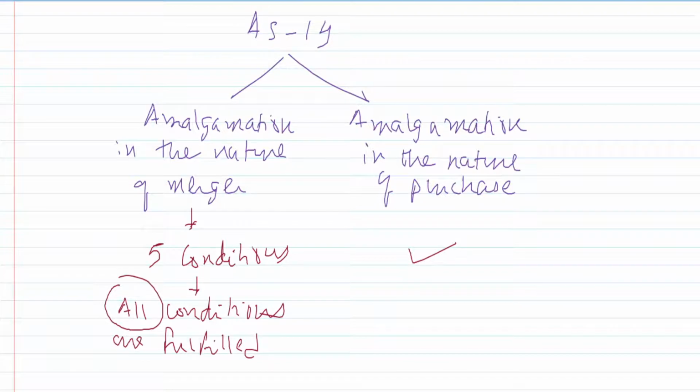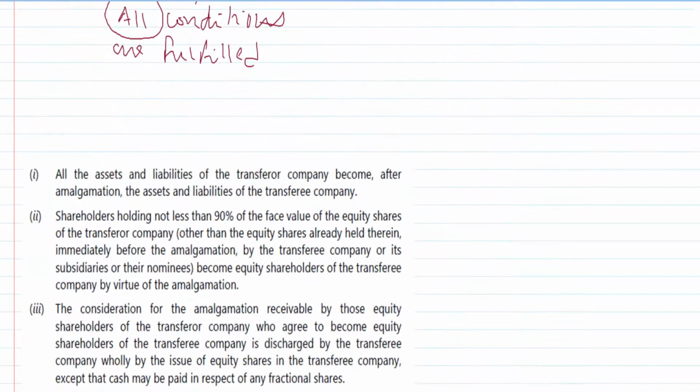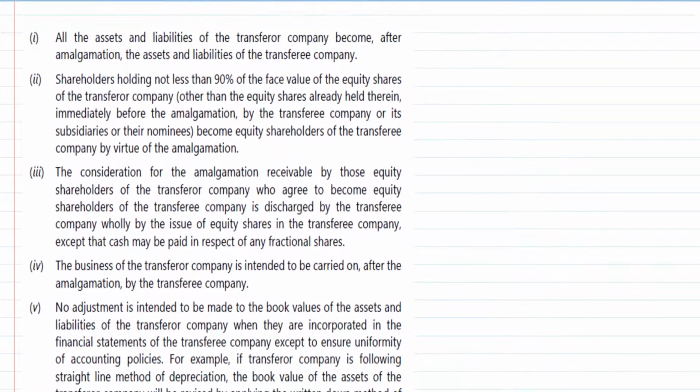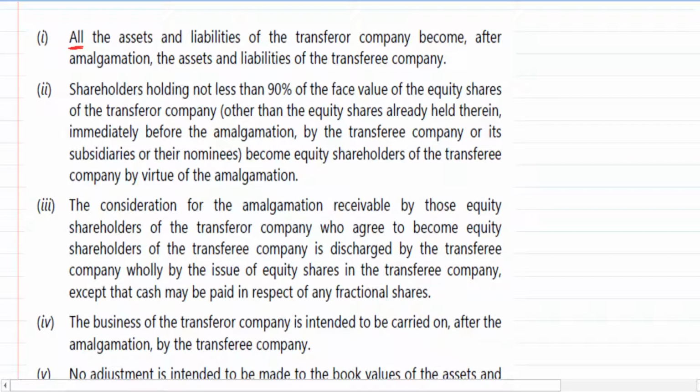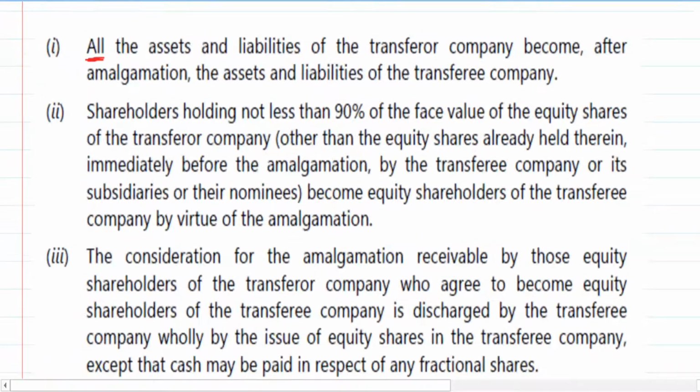So the question that arises is which are these five conditions? Here it is. These are the five conditions. If all of these five conditions are satisfied, then we will consider it to be an amalgamation in the nature of merger. Okay, which are the conditions? Look at condition number one. Concentrate on this word, all. All the assets and liabilities of the transferor company before amalgamation, they become the assets and liabilities of the transferee company.